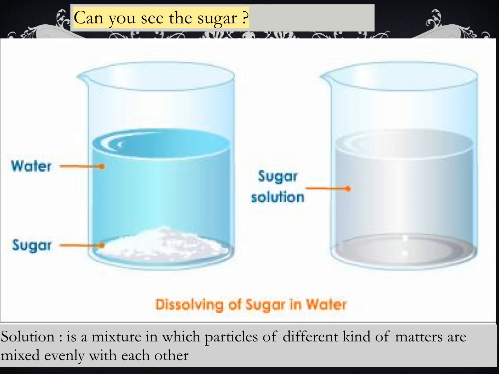Another way to show the sugar is still there is if you try to evaporate it. Now, if you evaporate the tea with the sugar by putting it on the fire until all the water evaporates, what is left?